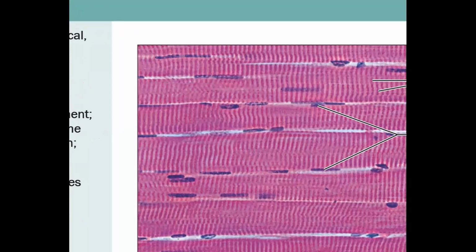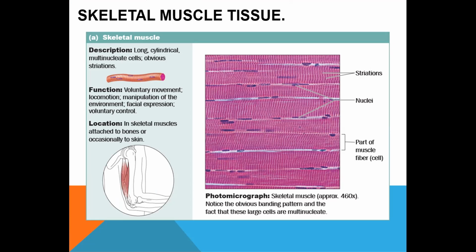Also, they are multinucleated, which means they are so long, they have more than one nucleus in each fiber. And again, a fiber is a cell. So these are long cylindrical shaped cells called fibers. They're multinucleated and they're striated. This muscle you do control.